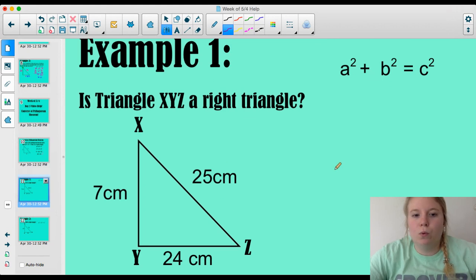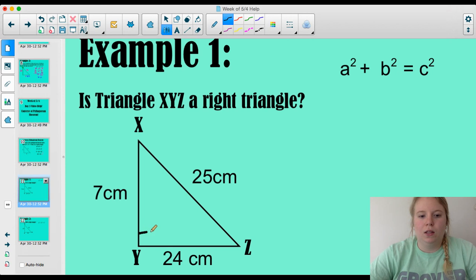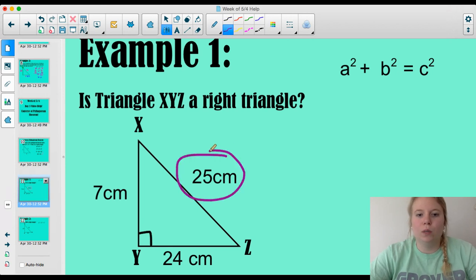So example 1 that we will do together. Is triangle XYZ a right triangle? It gives me 3 sides: 7, 24, 25. First, I have to determine where my right angle is. It's pretty obvious, it's right there. What is my hypotenuse? 25.